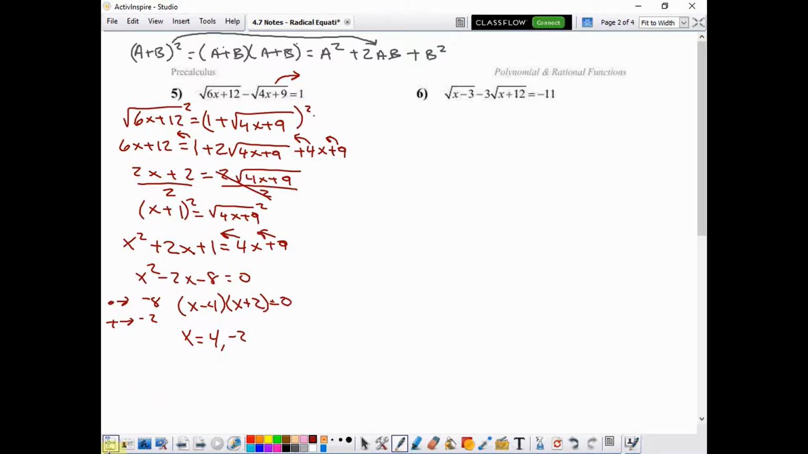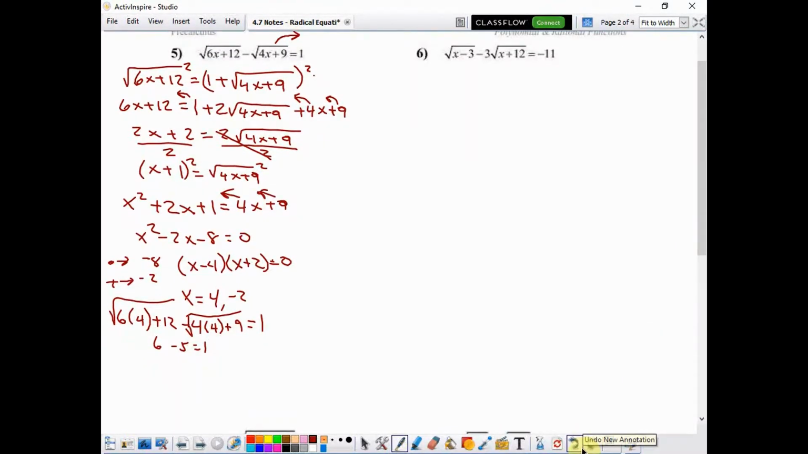Okay, so I need to check those. 6 times 4 is 24, plus 12 is 36, square root is 6. 4 times 4 is 16, plus 9 is 25, square root is 5. 6 minus 5 equals 1. That is true, so 4 checks out.